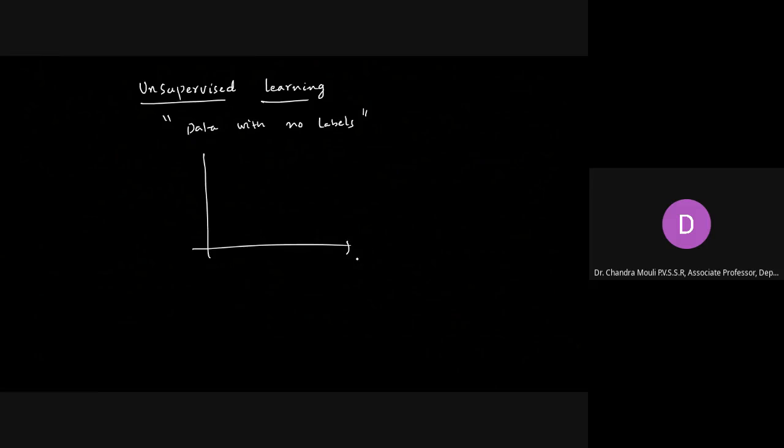In clustering, this is basically for unsupervised learning, where you have data with no labels. This is the main thing. Means the data will look like this. You have some data here. Since there are no labels, you have all the data which are similar to each other.